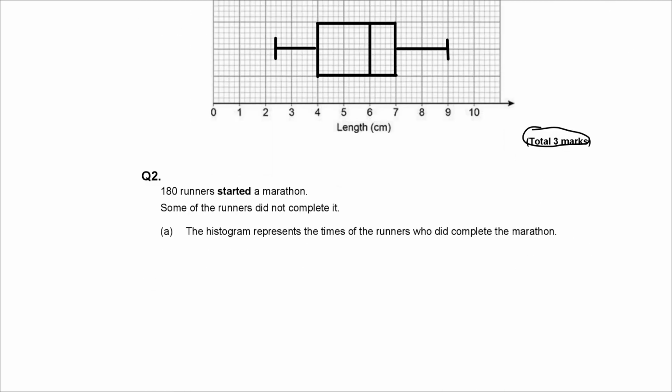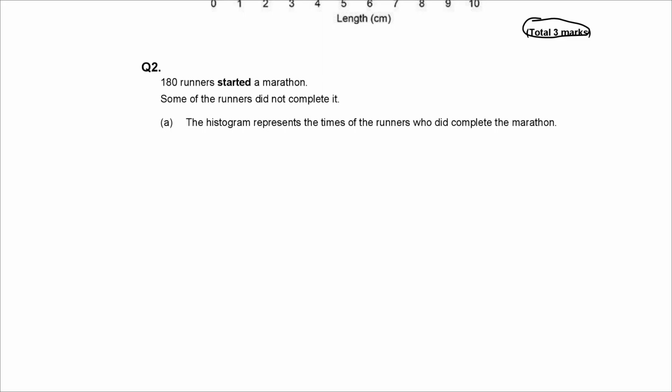And then on to question number 2, which says this: 180 runners, so that's the total number of people, started a marathon. Some of the runners did not complete it. So some of them did not complete the marathon.